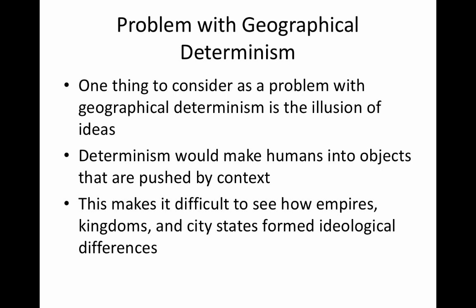One problem, though, to consider with that. If you believe in geographical determinism, you have to believe in the illusion of ideas, the illusion of choice. What determinism basically says is that human beings are objects, and they're pushed by their context. And there's a real problem with that, because that means that when we look at different ideas and different ideologies, all these ideologies are really, in essence, illusions of nature.